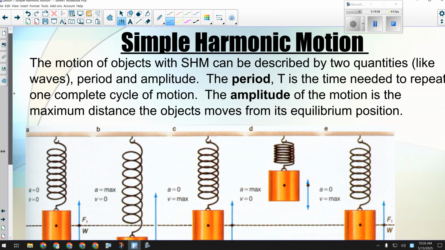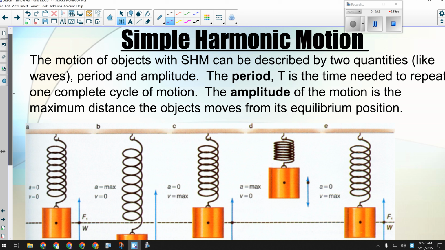So, the motion of objects with simple harmonic motion can be described by two quantities, and waves will be the same: period and amplitude. Now, we could say period, frequency, and amplitude, but period and frequency are kind of two sides of the same coin. Period is how long it takes the oscillator to make one complete cycle. The amplitude is, as we've already seen, how far from equilibrium that object gets.